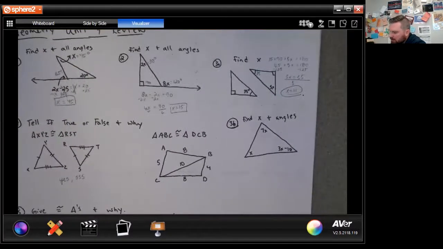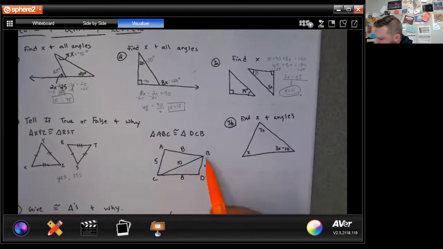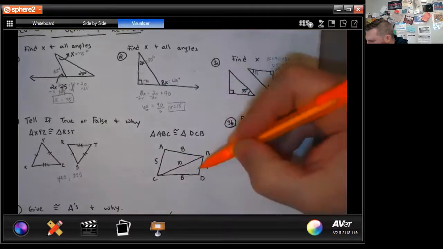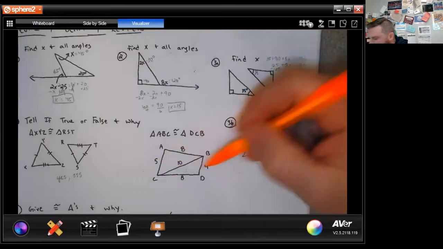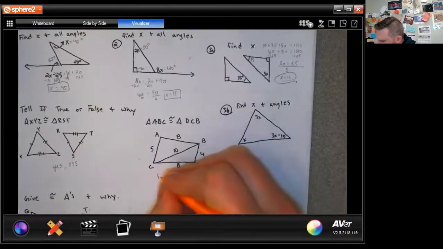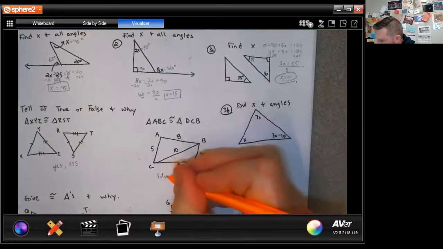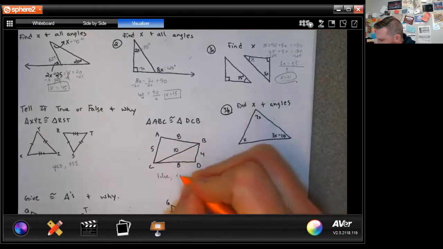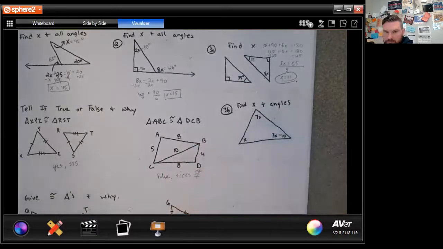Okay, so here it's saying that triangle ABC is congruent to triangle DCB. They share this side here, which would be congruent. Okay, then you got 4, 8, 10, 8 and 8, but you have a 4 and a 5. So those sides aren't congruent. So this is false. Sides are not congruent.